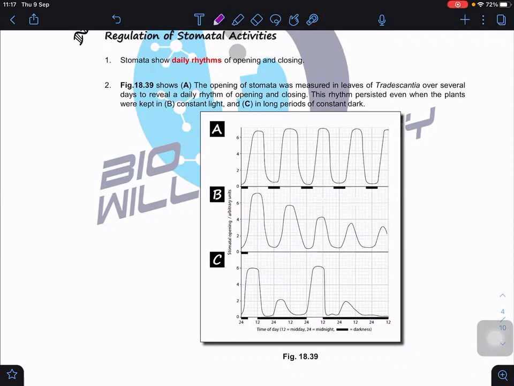First, when you keep on opening the stomata, what will happen? The plant may lose excess water as water vapor. Therefore, the plant needs to control the diameter. So overall, with prolonged exposure to the light, you can see that there is a general decrease in the stomatal diameter.